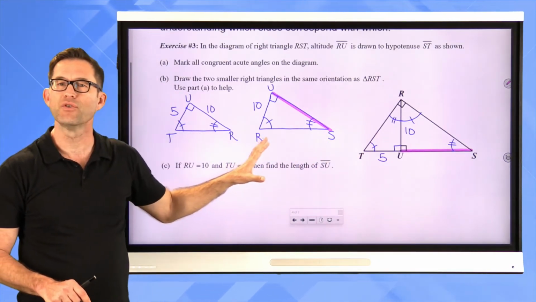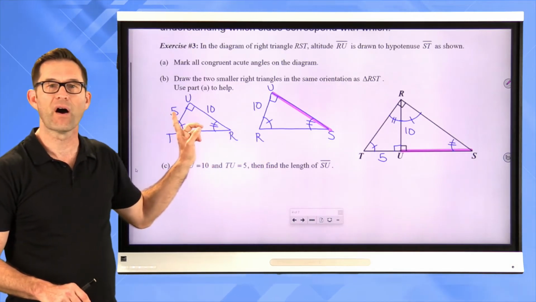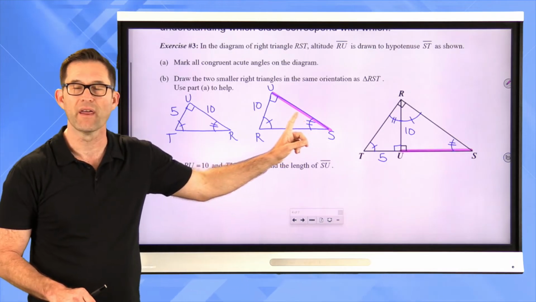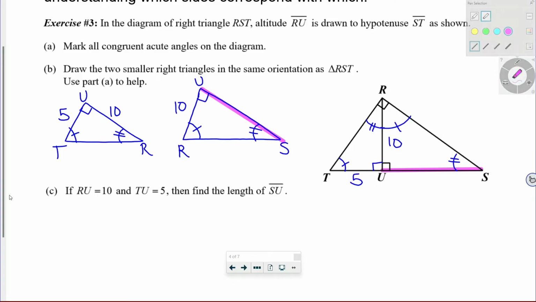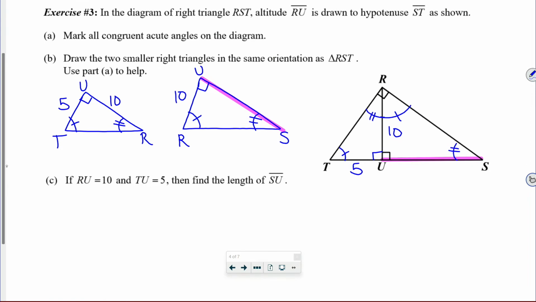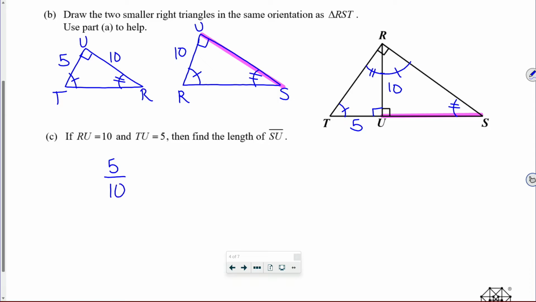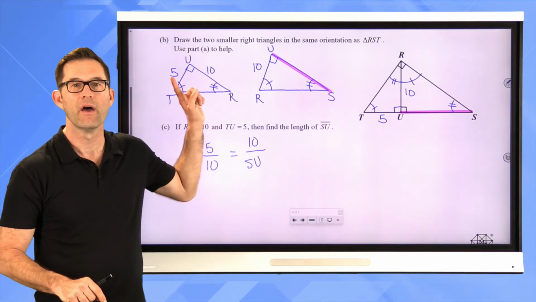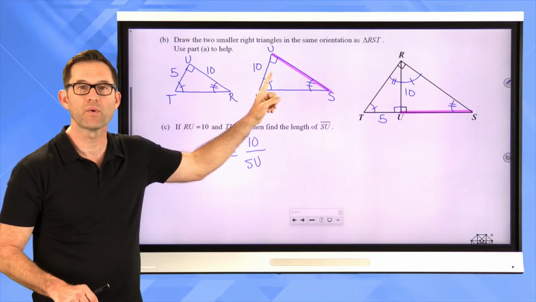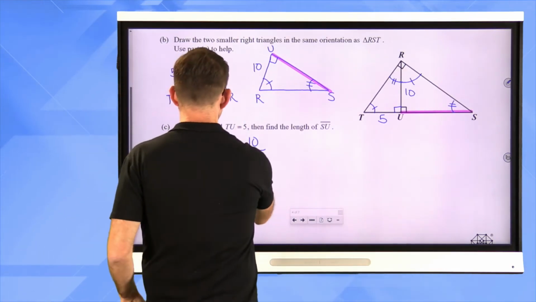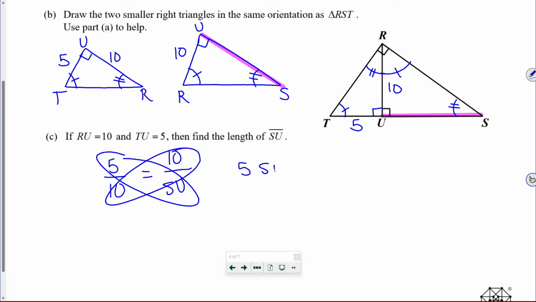So then I take a look at my two smaller triangles. Here I've got my 5 and my 10 and SU. Here I can now set up a proportion that I can solve. All right, so let me get my pen back. And now it should be easy because I can literally say 5 is to 10 as 10 is to SU. And again, let's talk about this a little bit because there's lots of 5s and 10s rolling around. 5 is to 10 as 10 is to SU, so this one divided by this one equals this one divided by this one. We can now do a little cross multiplication and we'll get 5 times SU is equal to 100. Divide both sides by 5 and we get SU is equal to 20.